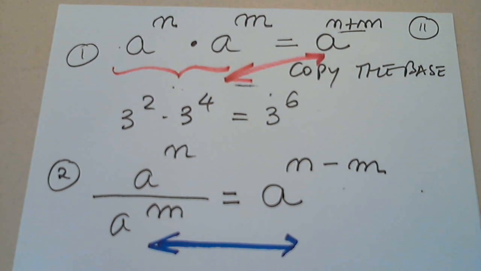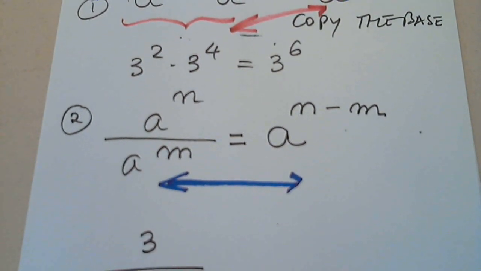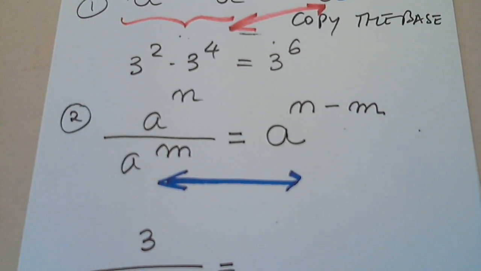Here's an example. Let's say I have 3 over 3 to the 10th power. Let's think for a moment. What would you write?